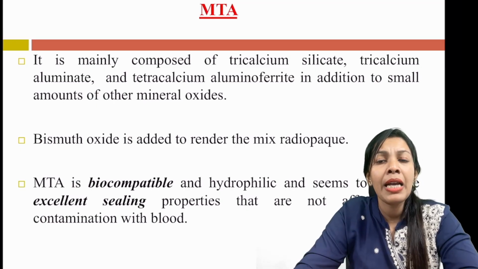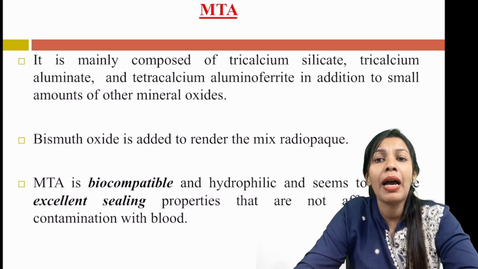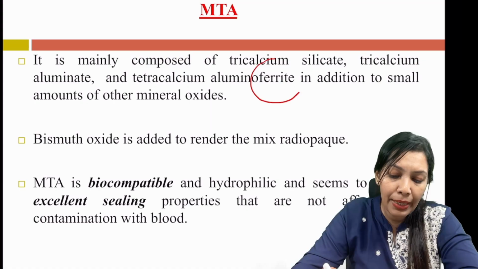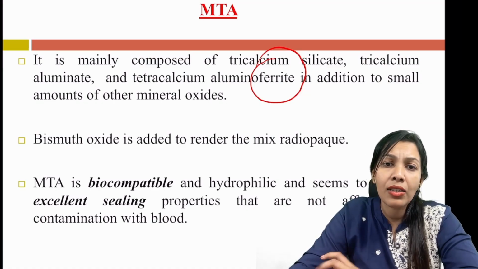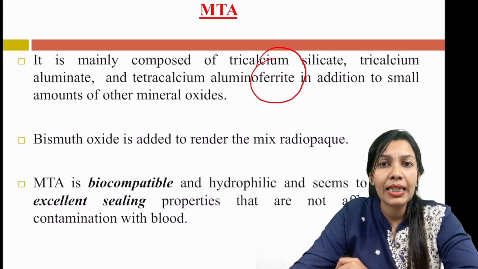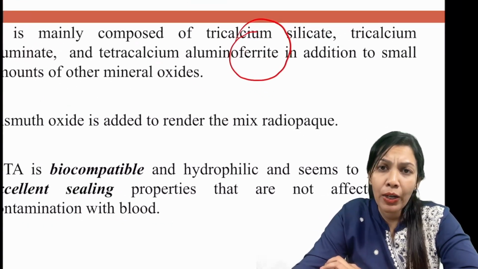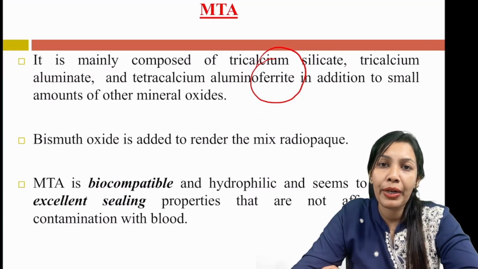Why MTA? MTA consists of tricalcium silicate, tricalcium aluminate, and tetracalcium aluminoferrite. MTA is of two types actually, white MTA and grey MTA. Based on the presence of ferrite, iron, it is grey MTA. If iron is not there, that is white MTA. And bismuth oxide is there for its radio opacity so that it can be viewed in the radiograph. MTA is biocompatible and hydrophilic in nature. That is the important property of MTA.